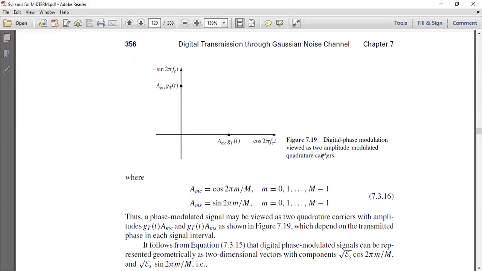You can also look at this as two amplitude modulated quadrature carriers. This is a carrier, and this is another carrier of the same frequency f_c. The only difference is this is cosine and this is minus sine. So they are quadrature carriers. A_mc g(t) is transmitted with this carrier, and A_ms g(t) is transmitted with this carrier.